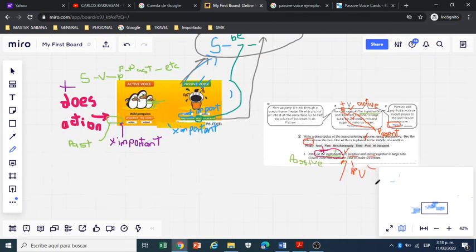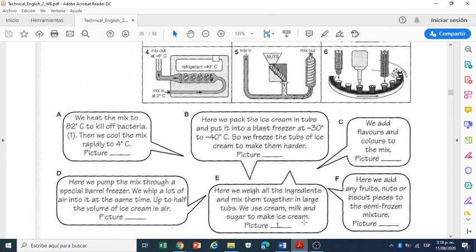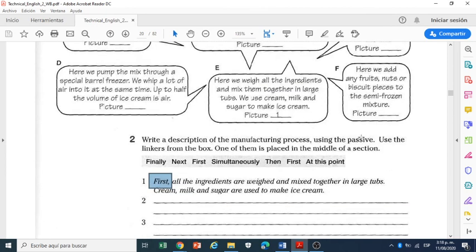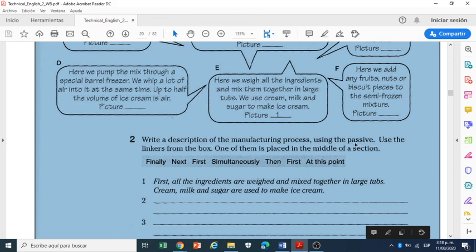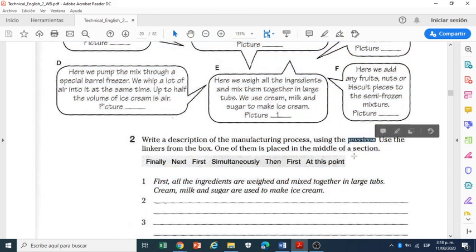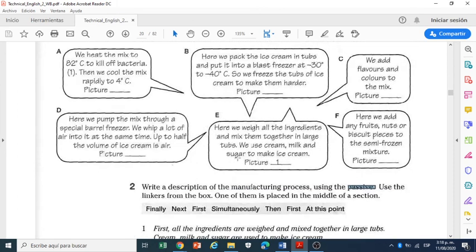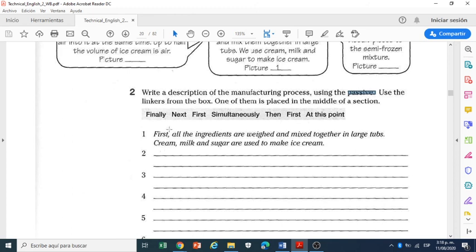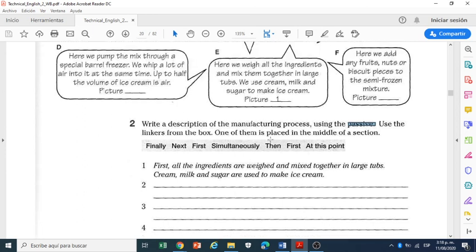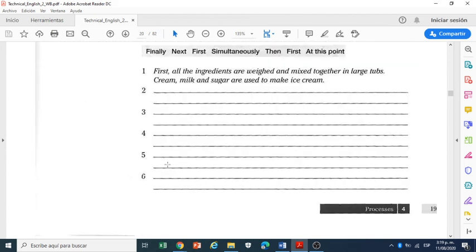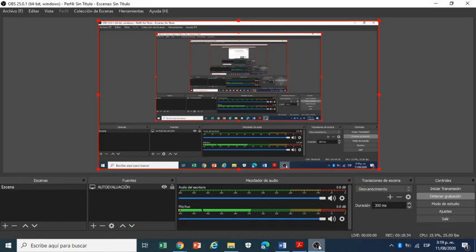So the idea of the exercise is to use passive voice to express this process. In number 2, you need to select the correct connector and transform from active to passive in this part. There are blank spaces in number 2, 3, 4, 5 and 6. That's all. Thank you very much.